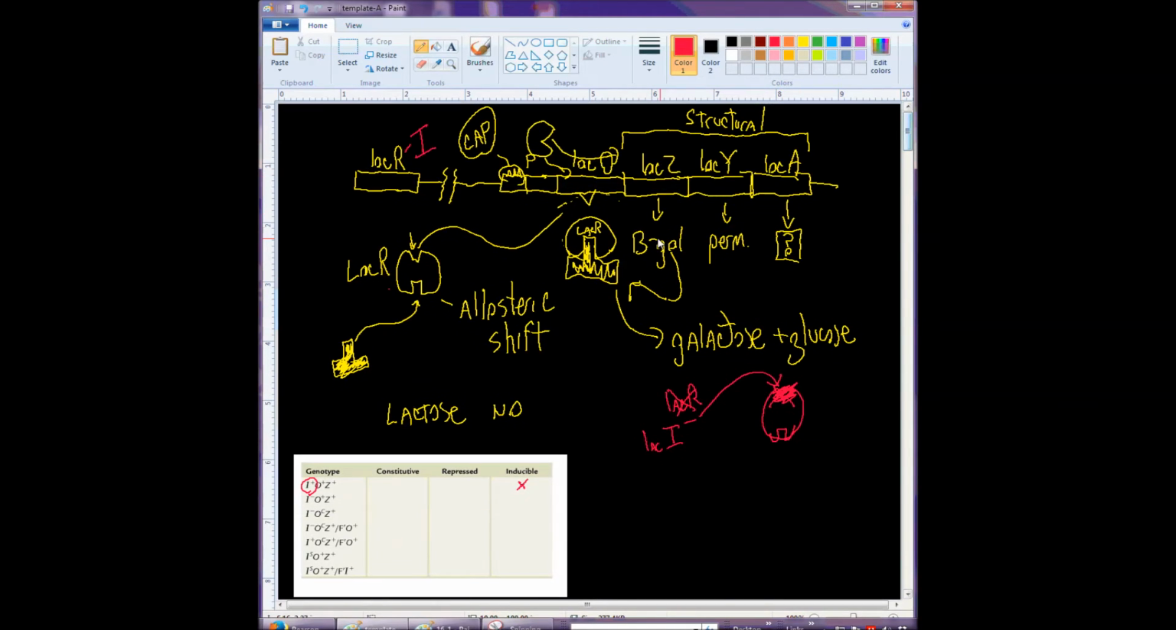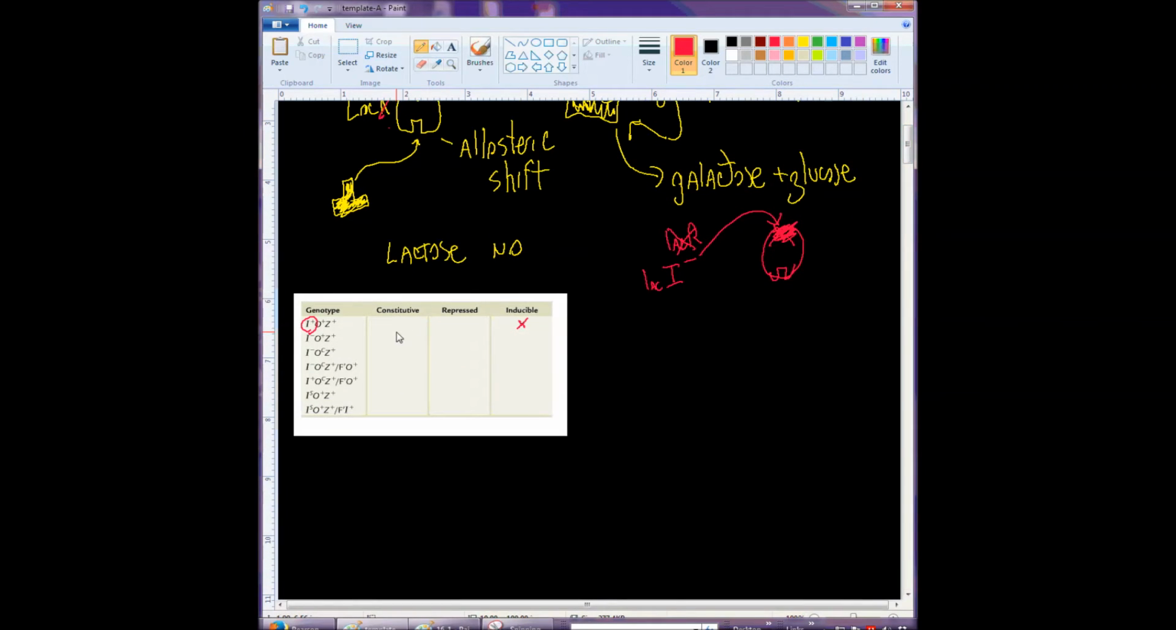And because LAC-I can never bind to the LAC operator, well, RNA polymerase can always bind to the promoter and can always transcribe these genes. So this one is going to be, sorry about that, that's a difficult word, constitutively expressed, because it's always going to be on. That's what constitutive means, always on. The structural genes are always being expressed.